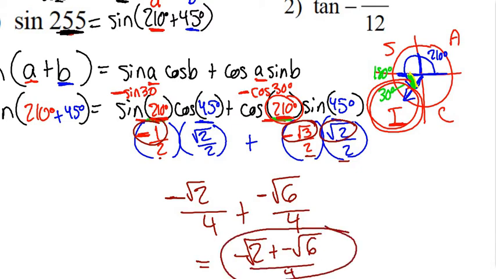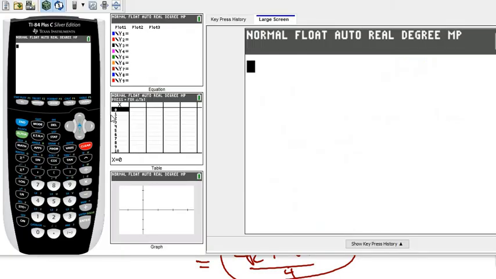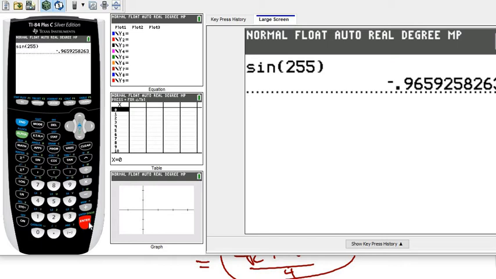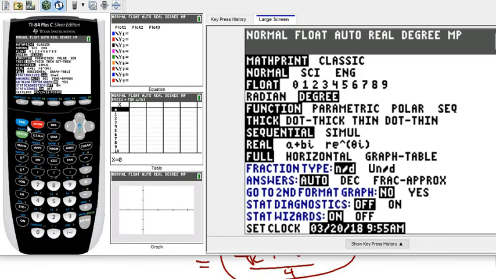Here's a good and easy way to check. We come to the calculator and we started with sine 255, so let's plug in 255. This is not going to give us an exact answer. It's going to give us a decimal. You can see negative 0.96. Actually, let's make sure we're in degrees, which we are.